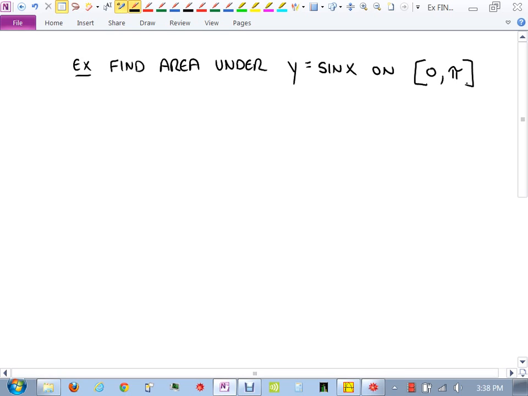So here's another example. Find the area under y equals sine x on the interval 0, pi. So graphically speaking, here's our sine function. I'm trying to ask you to give me the area under one of these arcs right here of sine.